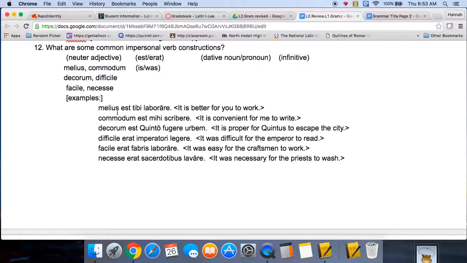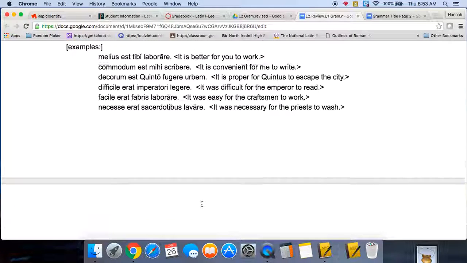I'm going to stick on the facile one down here. And then usually you will have a dative that will indicate who it is that you're referring to. And then you need an infinitive for what it was: better, convenient, proper, difficult, easy, or necessary. Okay, so melius est tibi laborare, it is better, is the first two words. For you, that's tibi, and then to work is laborare because of the -re. Okay, let's move on to the next thing.